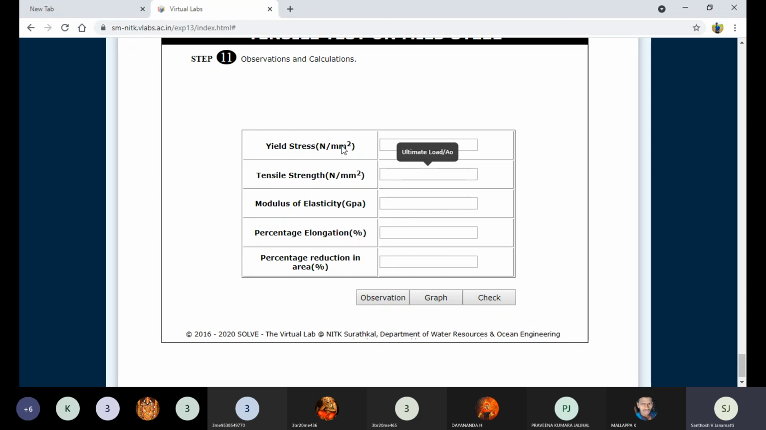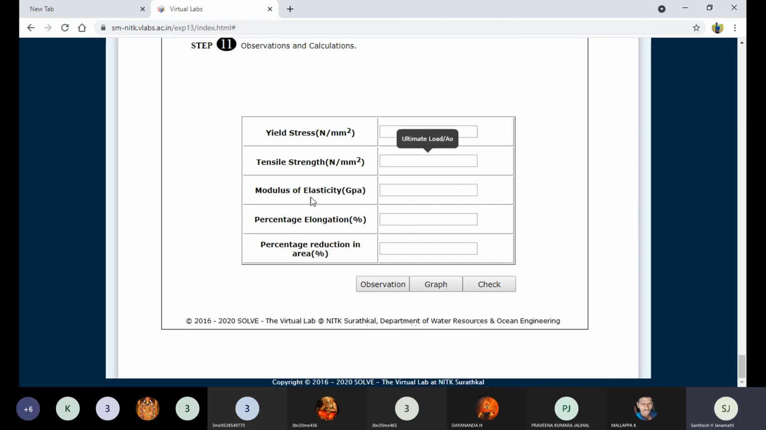As I told you, we need to calculate the yield strength. Tensile strength, meaning the ultimate tensile strength, we need to calculate. Modulus of elasticity, the Young's modulus, we need to calculate. Percentage of elongation and percentage of reduction we need to calculate. These four or five factors are very, very important. Once you calculate all of these, your tensile test will be over.